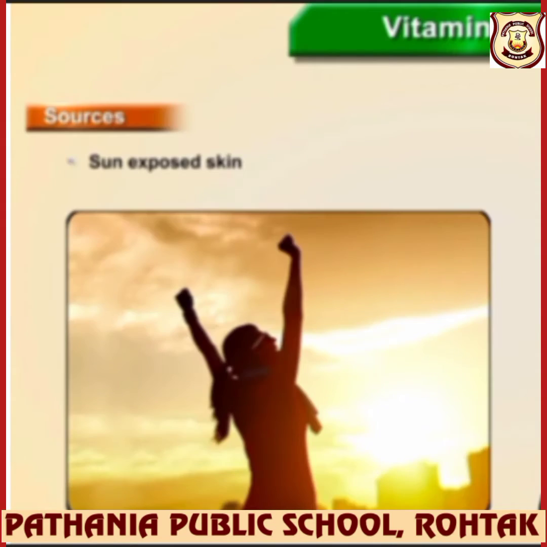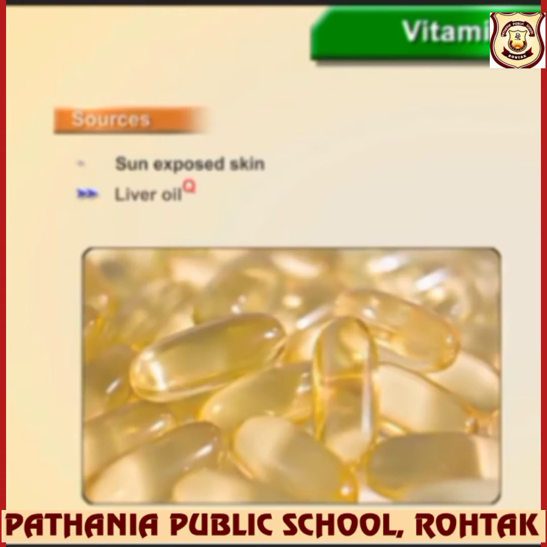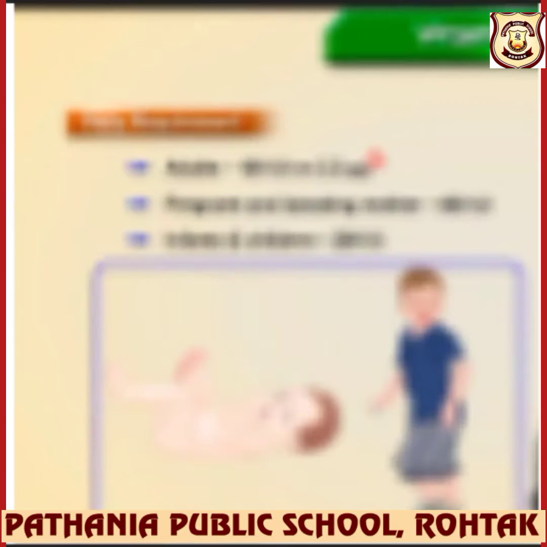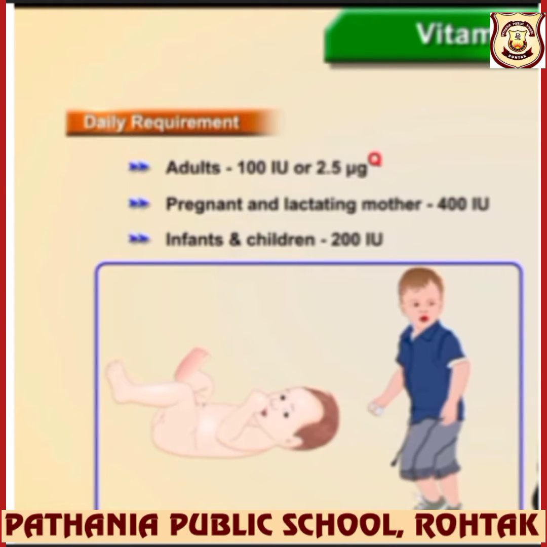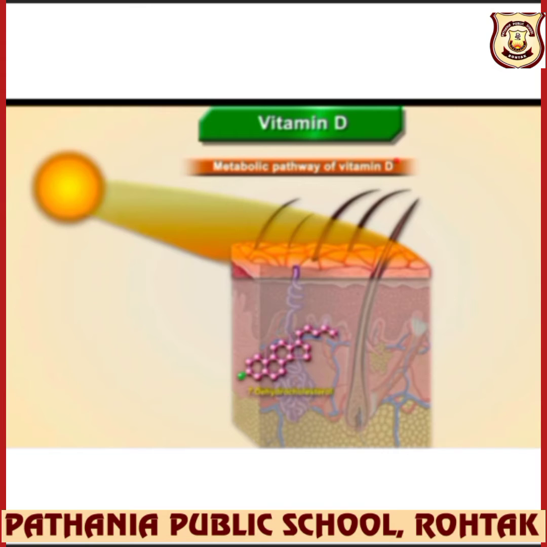First topic is vitamin D. A very good source of vitamin D is sunlight. When we go in the sunlight, we get all the vitamin D required. One more source of vitamin D is liver oil. We can get the nutrients from liver oil also. An adult needs 100 IU of vitamin D and a pregnant lady needs 400 IU and an infant needs 200 IU.